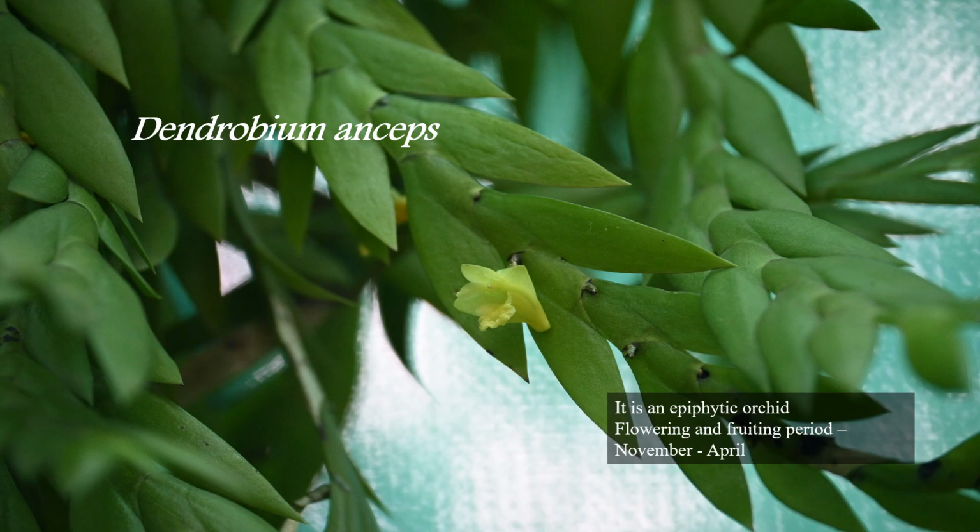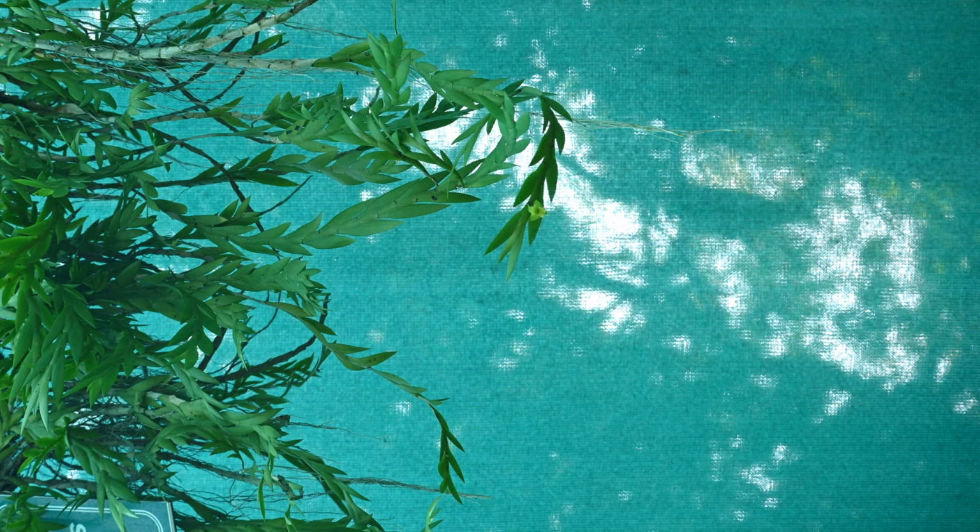Dendrobium anceps is also found widely in India, and the flowering and fruiting period is from November to April. As you can see, the inflorescence part is protruding over here. Here you can see the whole structure of the Dendrobium anceps, how it looks and how it is hanging through it. So this is the Dendrobium anceps.